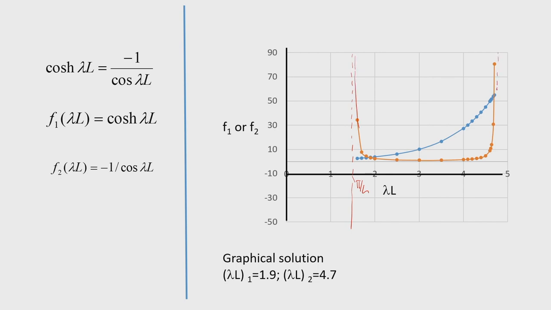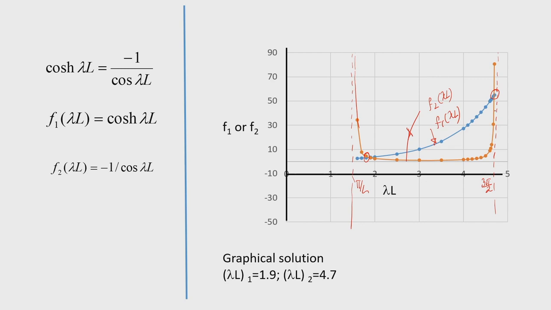Similarly, this axis can be taken as 3 pi by 2. So here also you will get, and again you can see that this curve is nothing but this f2 function, f2 lambda l, and this is the hyperbolic function. It is continuously increasing because of exponential terms, and it is f1 lambda l. So the intersection of the two graphs will give the solution, the roots of the equation. So that is one intersection and that is another intersection.